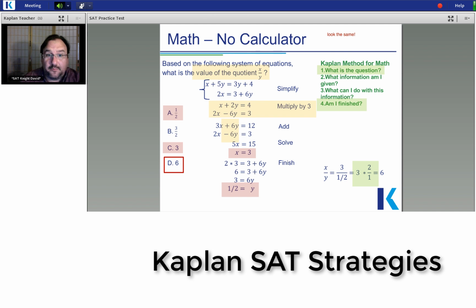B is another trap, because if you don't flip that fraction on the bottom, if you just put 3/1/2 and then have a little brain glitch, you pick B. So all 3 of the wrong answers were traps. Make sure you know what the question is asking, and then at the end, did I finish? Did I give them what they wanted? If not, I need to go back and fix this thing, okay?